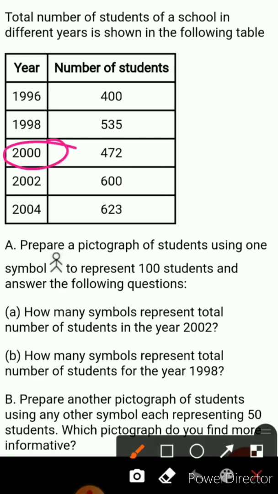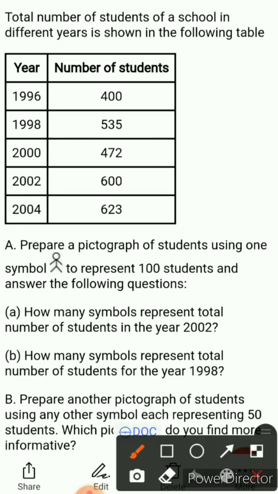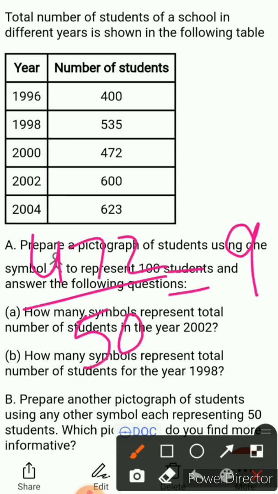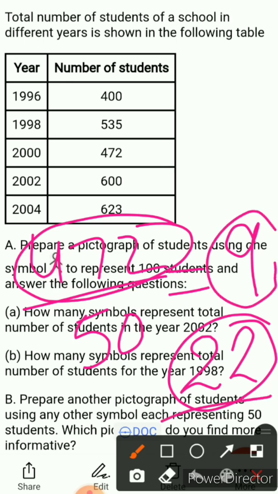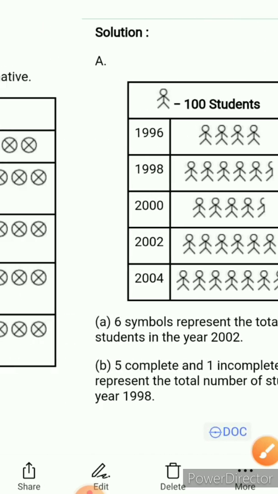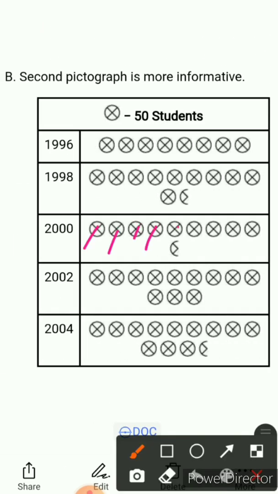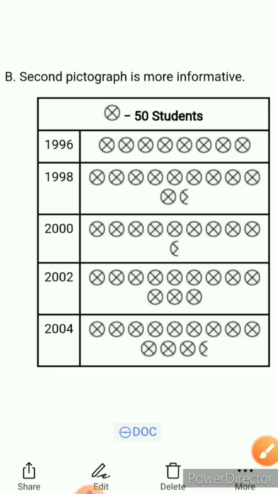Now for 2000 the number of students is 472. When you divide 472 by 50 you will get 9 and 22 as a remainder. So for 472 we will draw 9 complete symbols and 1 incomplete symbol for 22. So here 1 2 3 4 5 6 7 8 9 complete symbols, and that is your incomplete symbol. 9 symbols for 450, and for 22 that incomplete symbol.